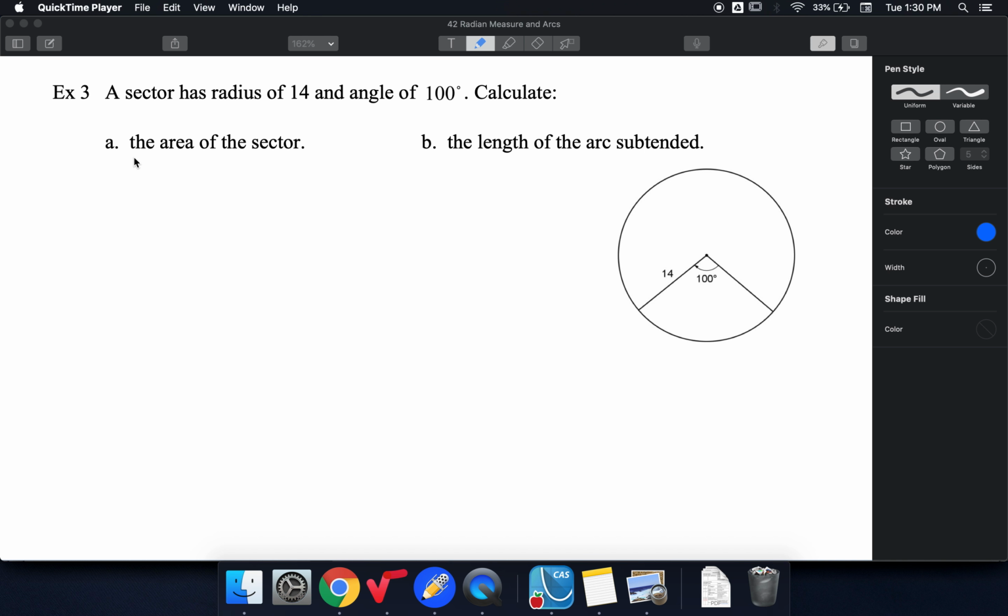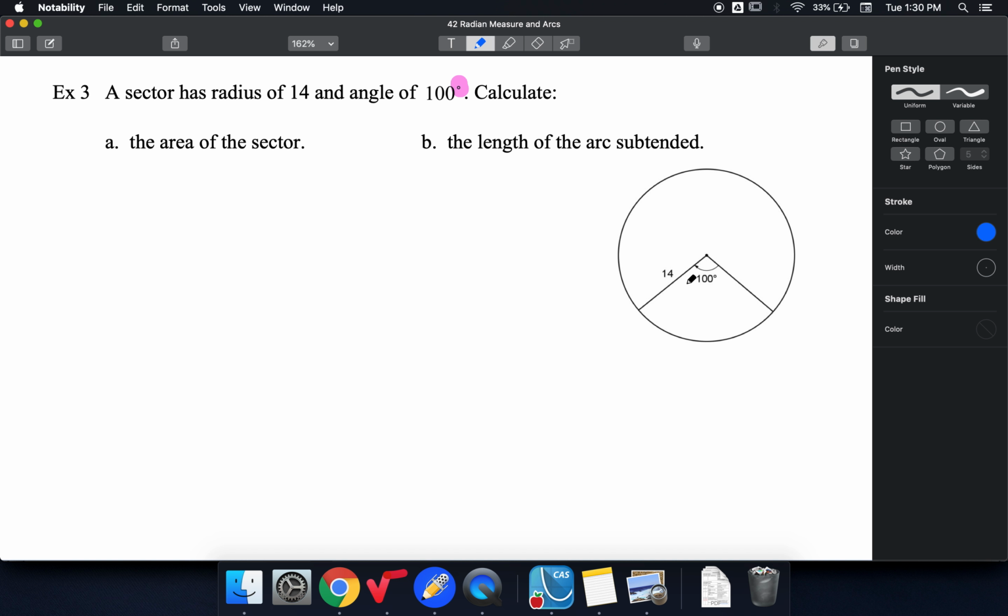All right, in this scenario, I've actually given you degrees. So those handy formulas we just came up with, we can't actually use. We need to use our fractions of the circle with degrees.